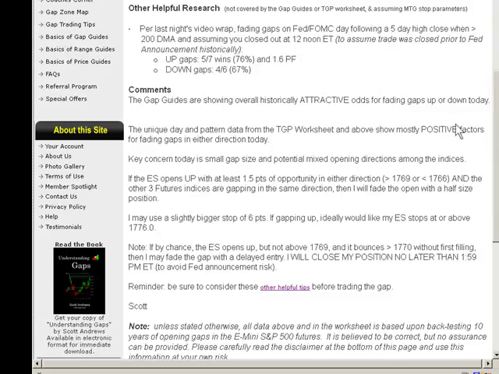Unique data, generally positive. Key concern, small gap size, potential mixed up in directions. We bounced a little bit into the open, so that was a non-issue. And I had a lot of specifics here.